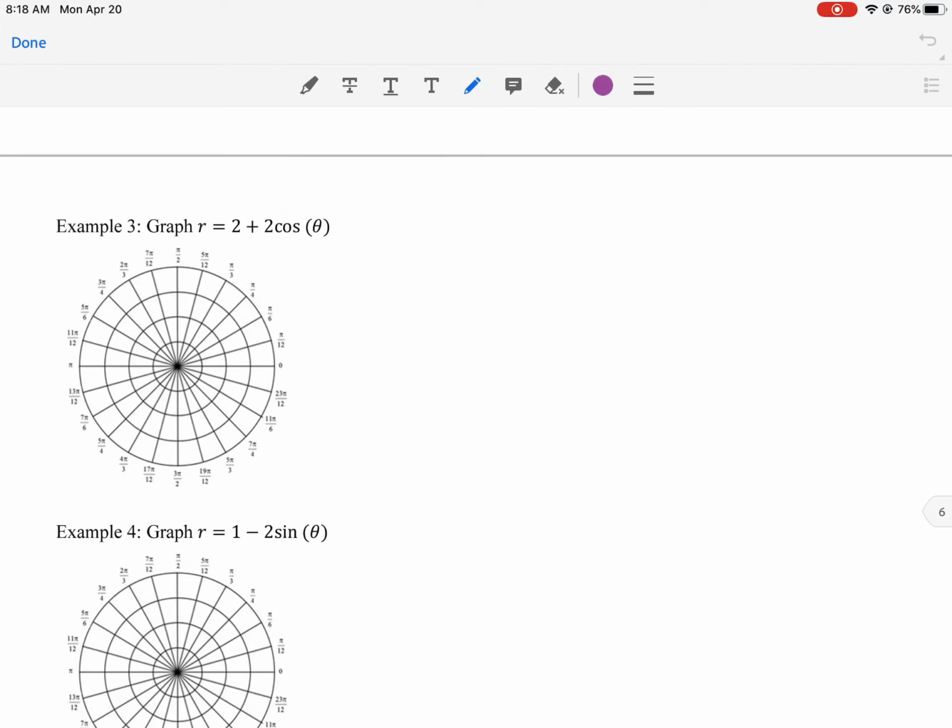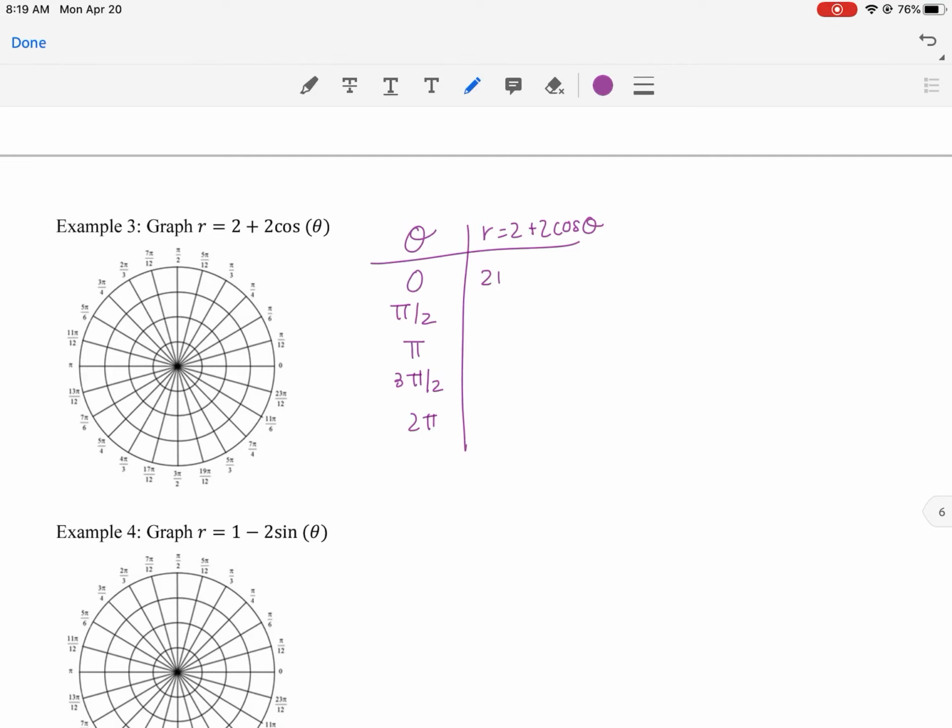Okay, let's look at this next one. Same idea. Let's have our thetas. And then let's have r equals 2 plus 2 cosine of theta. So this one we can just count by pi halves because we don't have anything in with the theta.